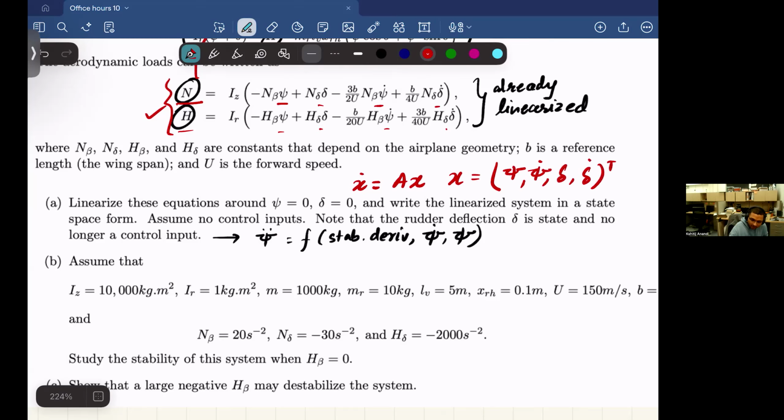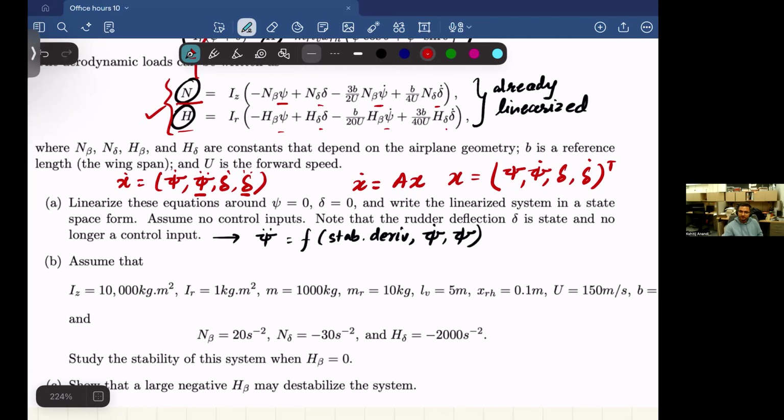Basically, you are writing the equation so that your x dot will come out to be psi dot, psi double dot, delta dot, delta double dot. So psi dot is equal to 1 times psi dot, delta dot is equal to 1 times delta dot. But then the linearized equations of motion will show up for the rows of psi double dot and delta double dot. This is a long question. You will have to do it very patiently.